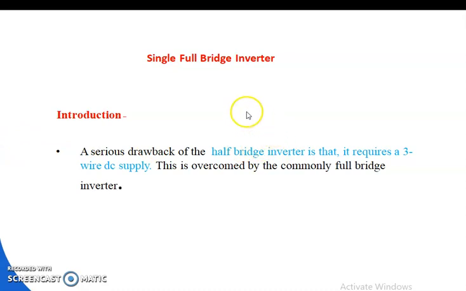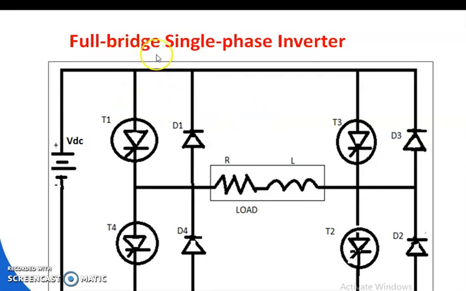Then single phase full bridge inverters. The serious drawback of the half bridge inverter is that it requires a 3-wire DC supply. This is overcome by full bridge inverters. The full bridge single phase inverter comprises 2 pairs of thyristors T1, T2, T3, T4 and 2 pairs of diodes D1, D2, D3 and D4.